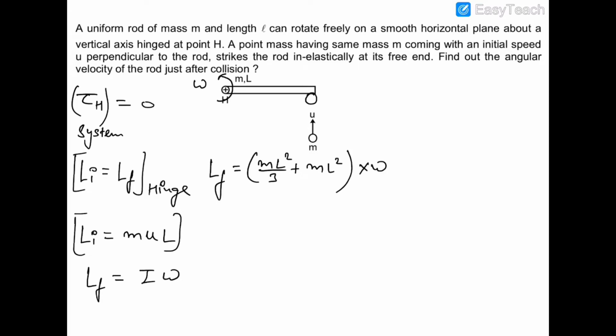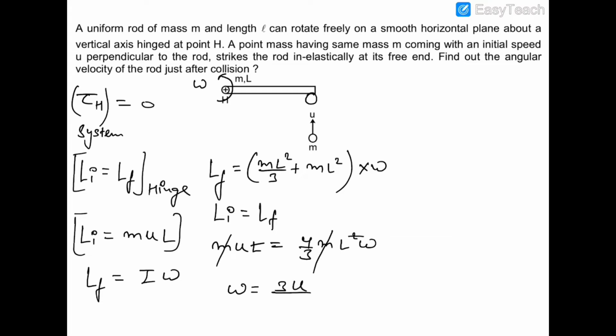and into omega. So if we balance the initial and the final angular momentum, then mUL will be equal to 4 by 3 mL square omega, and cancelling m with m, L with L, omega will be equal to 3u by 4L. So this is the answer which is required in this question, that we have to find out the angular velocity with which the rod will move just after the collision. So it is 3u by 4L.